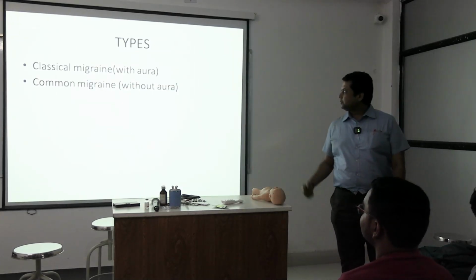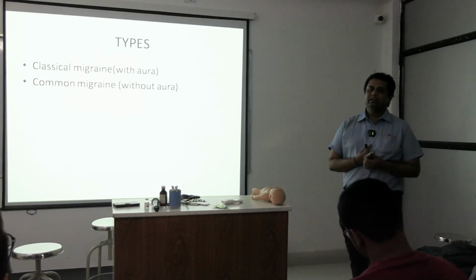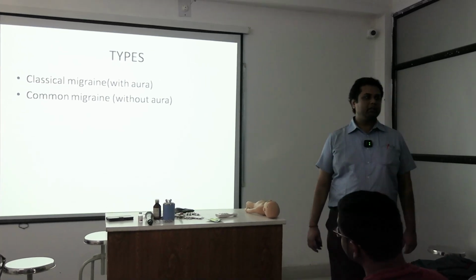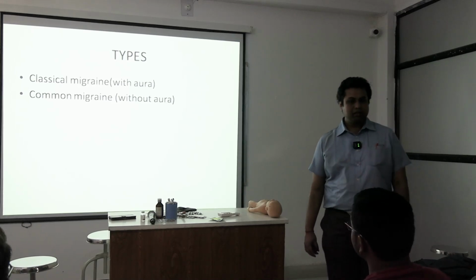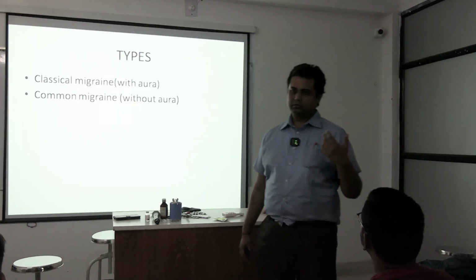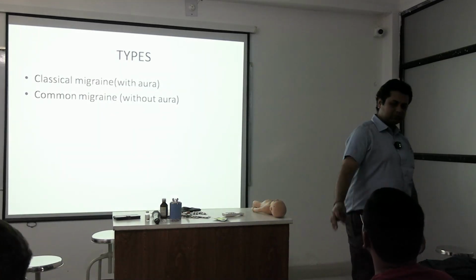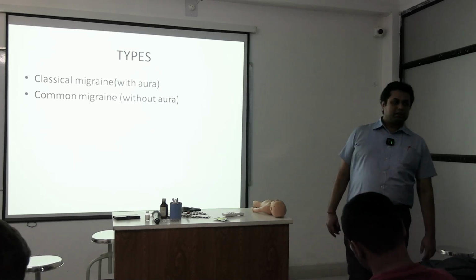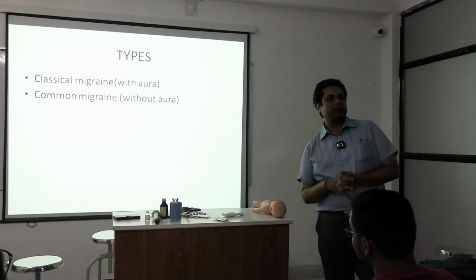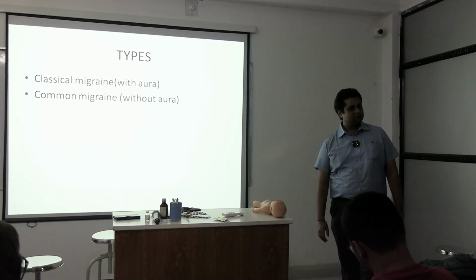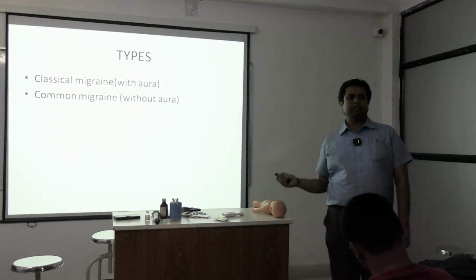Okay? So types of migraine: classical migraine, migraine with aura. Typically before the starting of the migraine there will be visualization of aura. Aura, not exactly dreams. So before the patient has this attack of migraine, he or she becomes alert that there is going to be an attack. Present only in 20% of the cases.